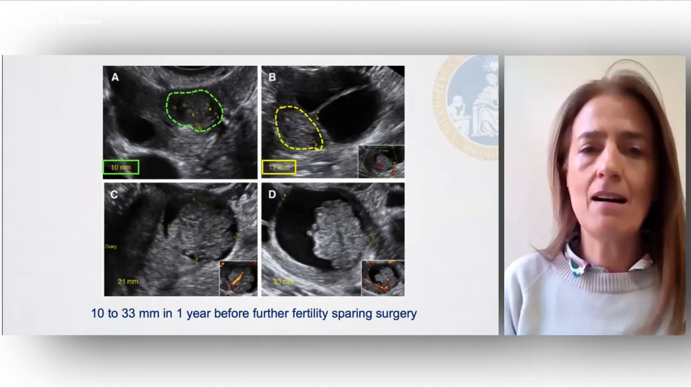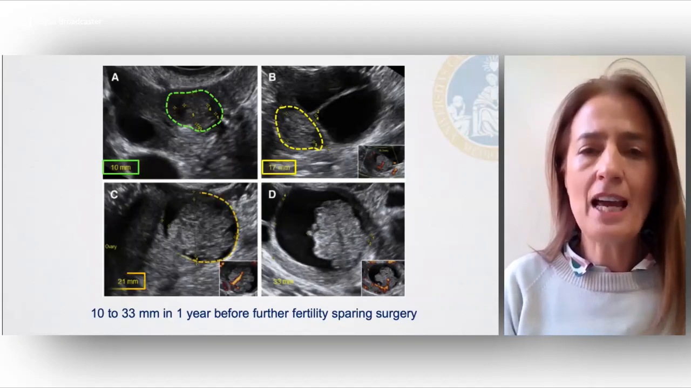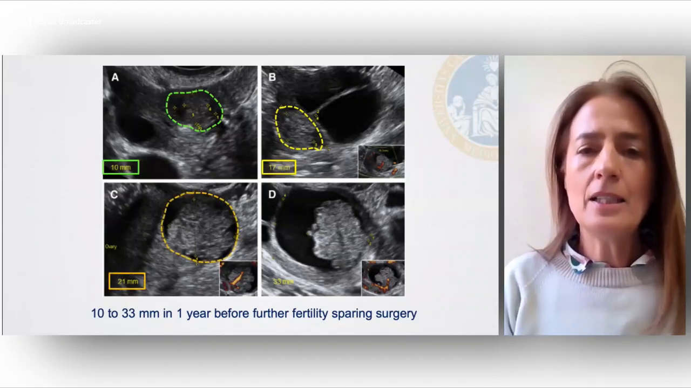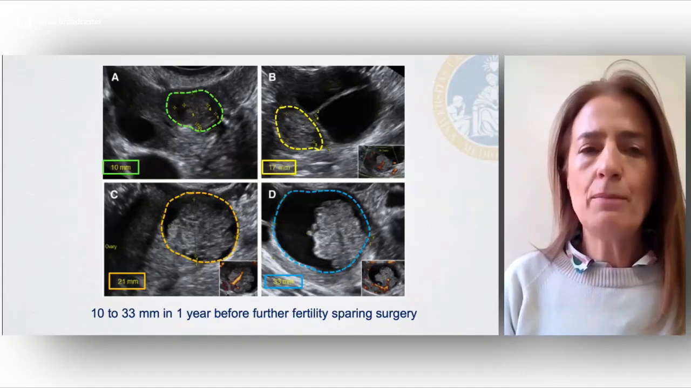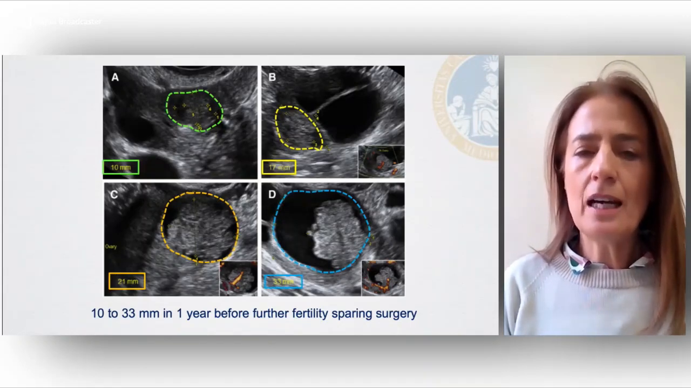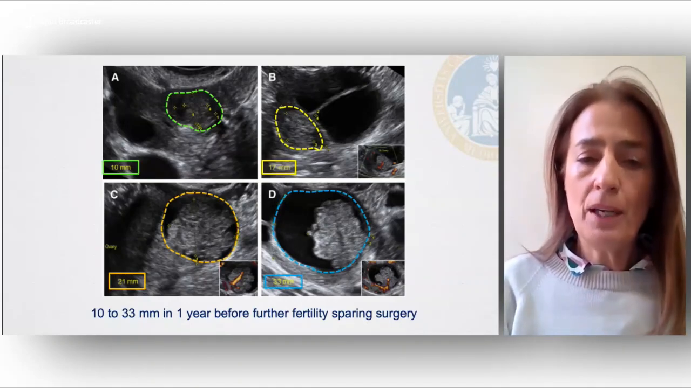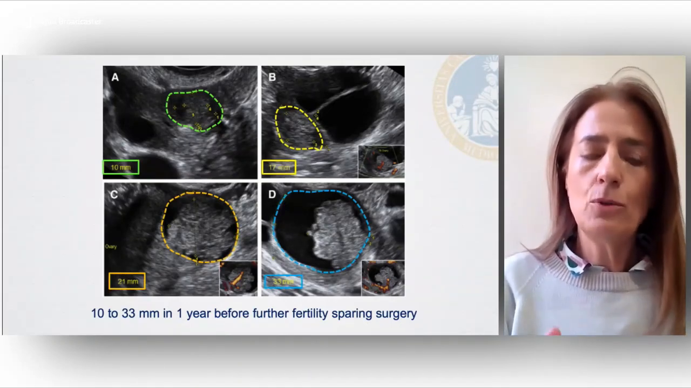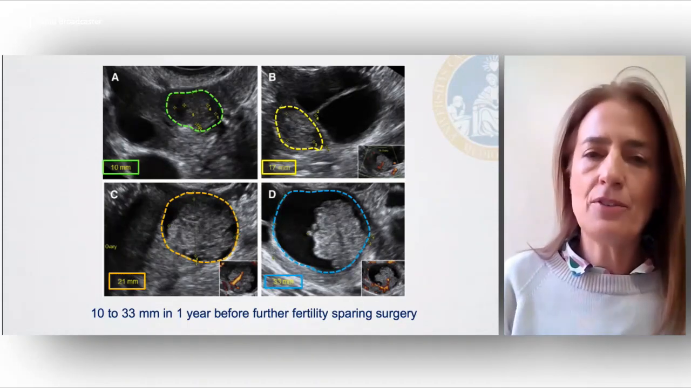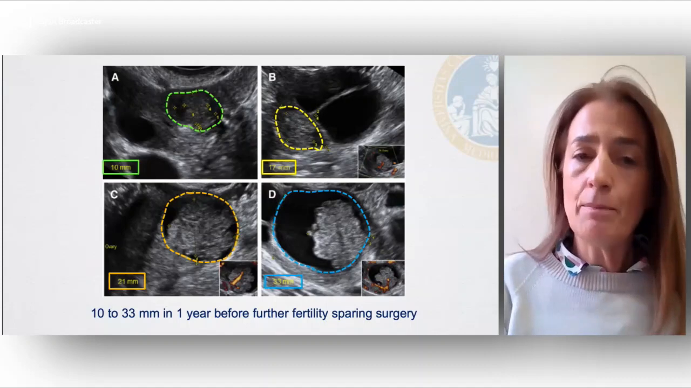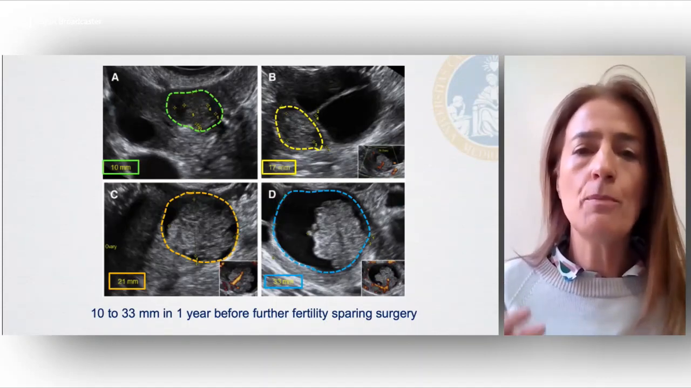In front of you, just an example of a lesion detected at the size of 10 millimeters, and Dorella Franchi could scan the lesion until the size of 3 centimeters, when the patient could undergo another fertility-sparing surgery. This is important, and the growth rate is 1-2 millimeters per month.